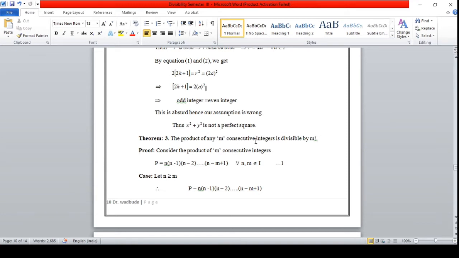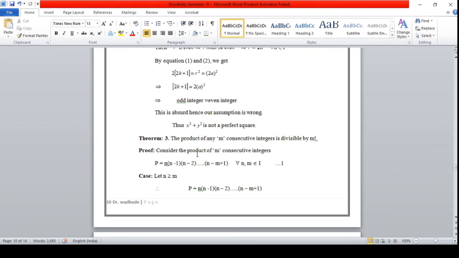M consecutive numbers: m plus 1, m plus 2, m plus 3, m plus 4, m plus 5 for increasing order, and for decreasing order n minus 1, n minus 2, n minus 3 up to n minus m plus 1. These are the consecutive numbers.